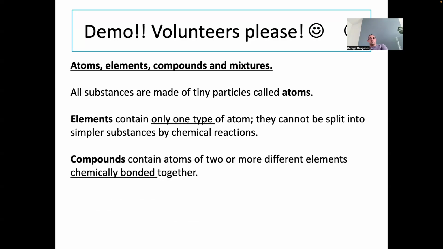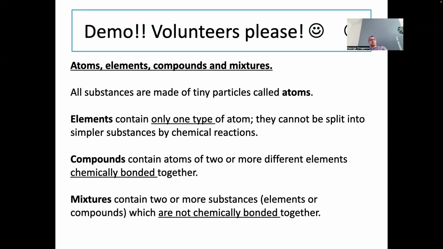Next, a compound. Now, this is important. Some people say different types of atoms. However, it is better, as per the mark scheme, to say when you have two or more different elements chemically bonded. Note there have to be different elements because oxygen is O2. You still have two atoms chemically bonded, but it's still an element. So be careful with that. There has to be different elements.